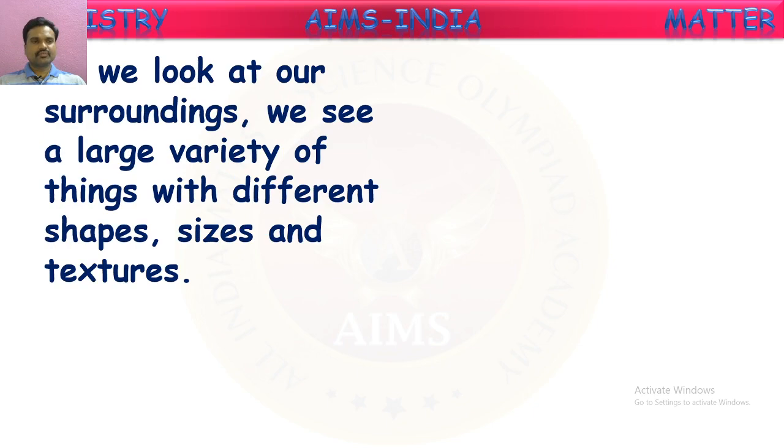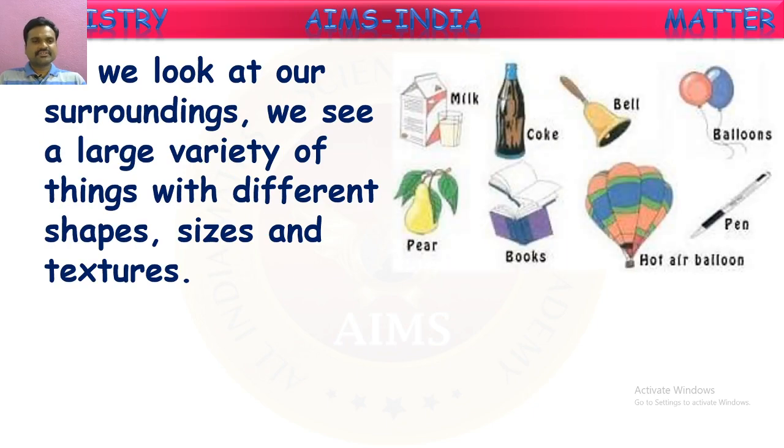As we look at our surroundings, we see a large variety of things with different shapes, sizes, and textures. See here, some examples of matter are given: milk, a coke bottle, a bell, balloons, fruits, books, and pens. These all come under matter. How do we say so? If I say this pen is matter, can we agree? Yes, because what are the three properties to be matter? It should have some mass; yes, this pen has certain mass. It should occupy some space; yes, it is occupying. And it can be perceived by our senses; yes, we can touch it, weigh it, and write with it. So the pen is matter. In the same way, these all also come under matter as they have these properties.